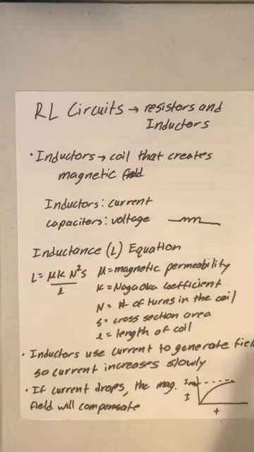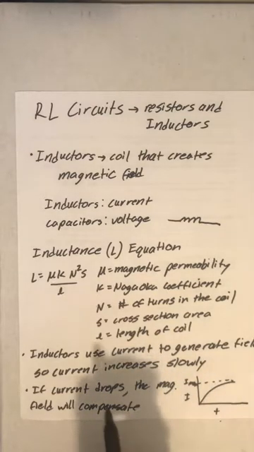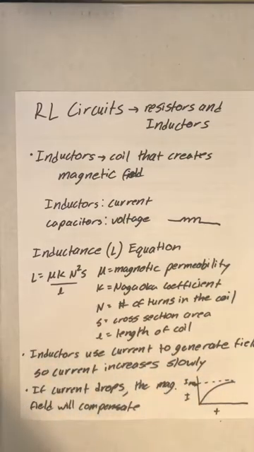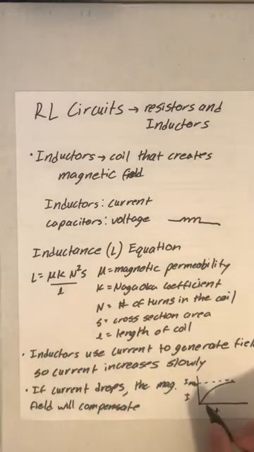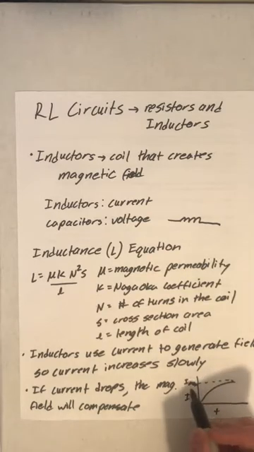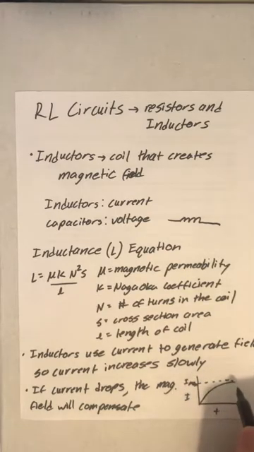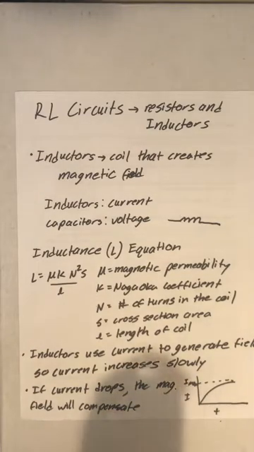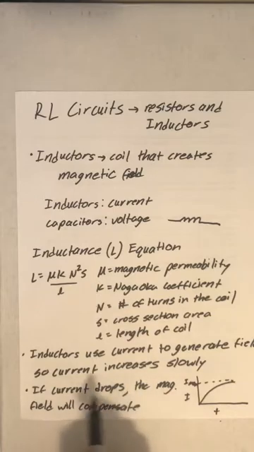And then these three, number of turns, cross-sectional area, and length of the coil, all pertain to the actual coil itself. And inductors use current to generate a magnetic field, which means the current is going to increase slower. So this is the max current right here, this dotted line. So as time goes on, it's going to gradually reach that max instead of going straight up and reaching it, because some of that current is being taken away to make a magnetic field. And then, as I said before, if the current drops, the magnetic field created by this inductor will create more current in order to compensate.